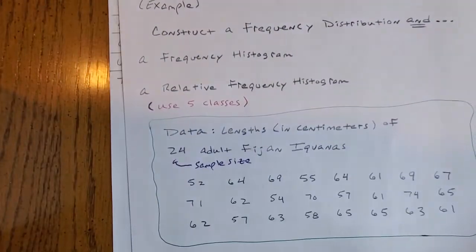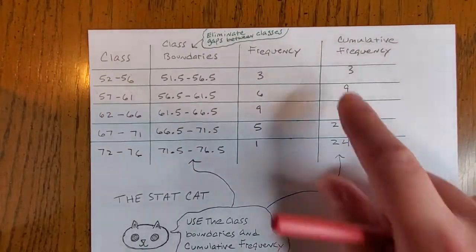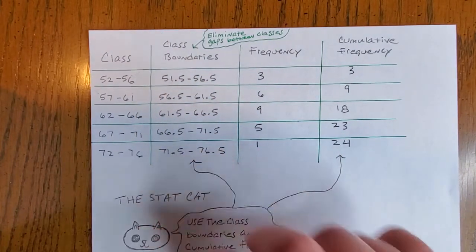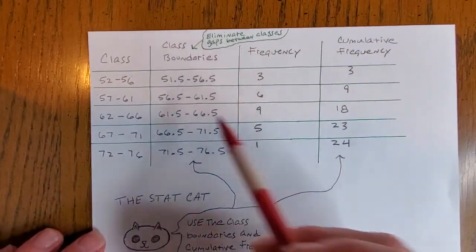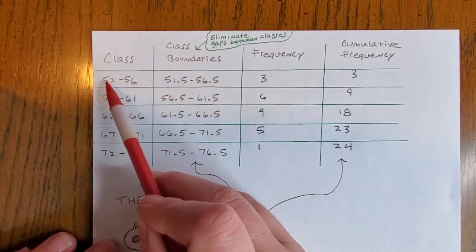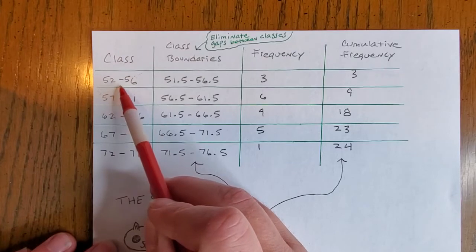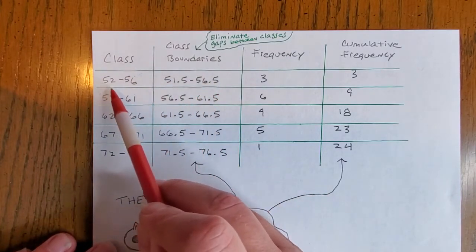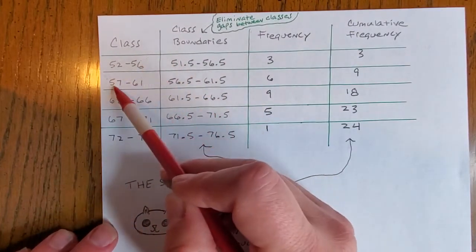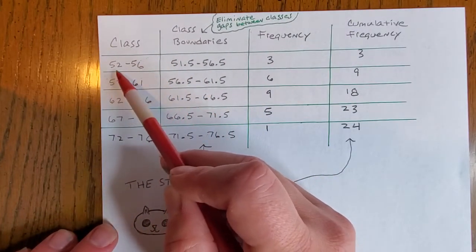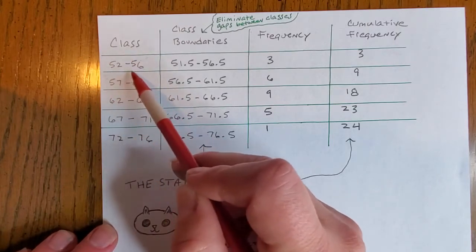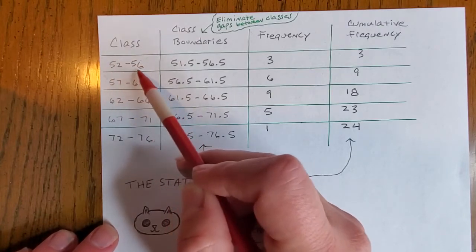Now let's look at the ogive. The ogive uses the cumulative frequency, okay? But it also uses the class boundaries. Now, real quick, before we get into that, what's the difference between the class limits and the class boundaries? Well, see how there are these gaps in the classes? So 52 to 56 centimeters represents iguana lengths between 52 and 56 centimeters.